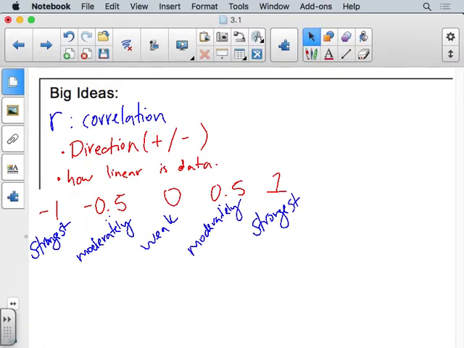Maybe I'll add some extras in here. So in between these two, you could maybe say fairly strong. So we're talking about strength. So you're fairly strong, moderately strong, weak, perfectly strong, stuff like that. So just using some sort of adjective.